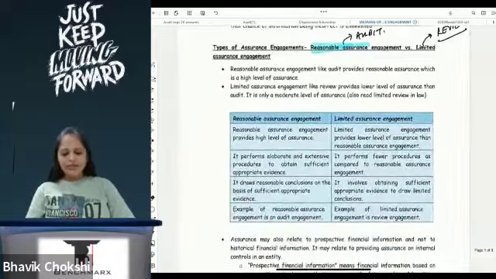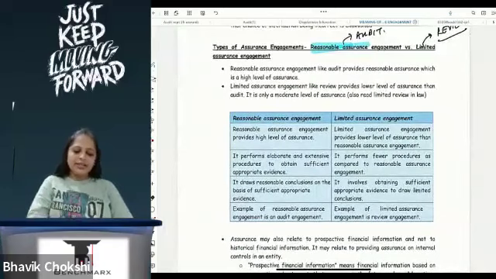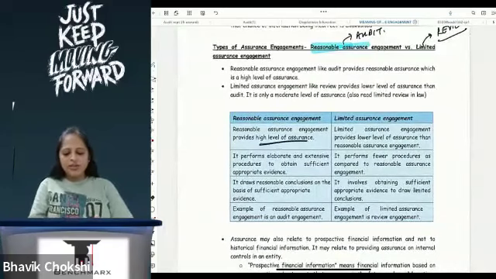We had this same chart last year which says that this provides a high level of assurance, and this provides a lower level of assurance.